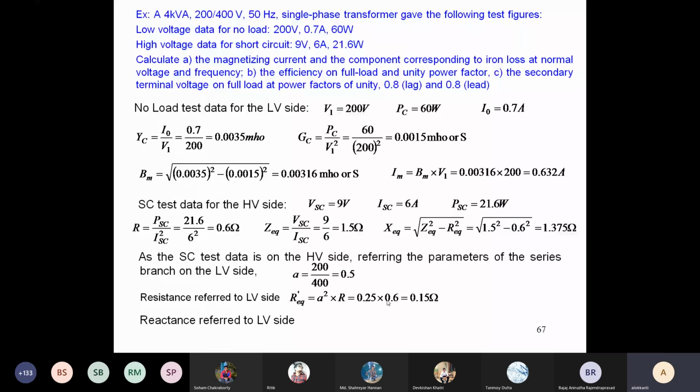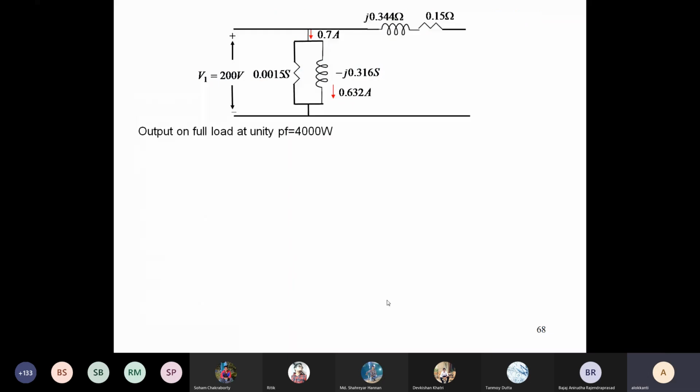So the efficiency at full load at unity power factor. The output at full load at unity power factor. What is the output at full load at unity power factor? How did I get this? 4000 watts. Can anybody tell? Output at full load at unity power factor, I suddenly wrote 4000 watts.